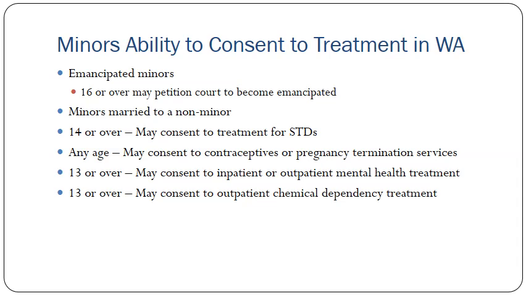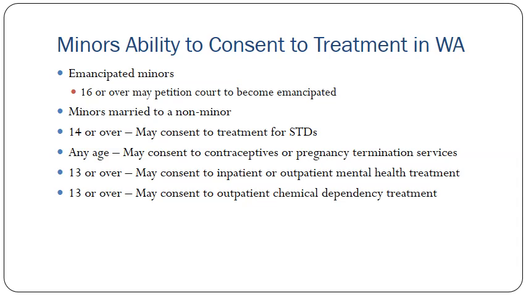For minors in Washington to consent to medical treatment on their own, they must be emancipated minors, who must be at least 16 years of age or have a court order. Minors who are married to a non-minor may consent as an adult. There are also allowances in Washington state law for providers to document that the minor is capable of making their own health decisions, called a mature minor. We will discuss this further on the next slide.